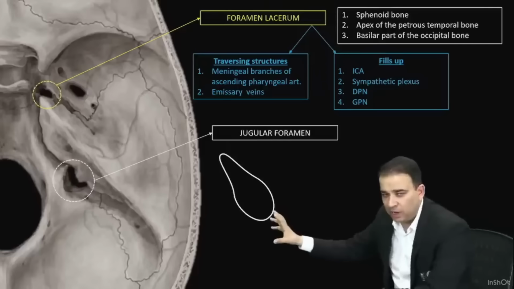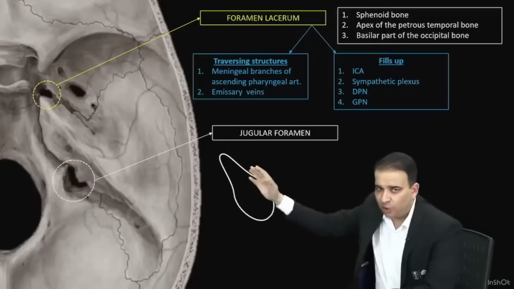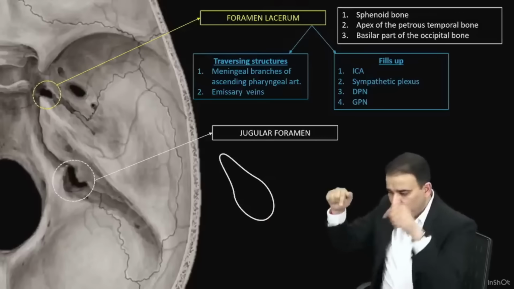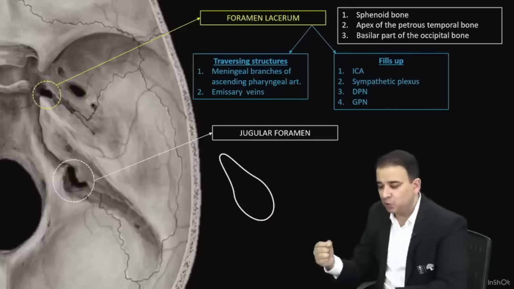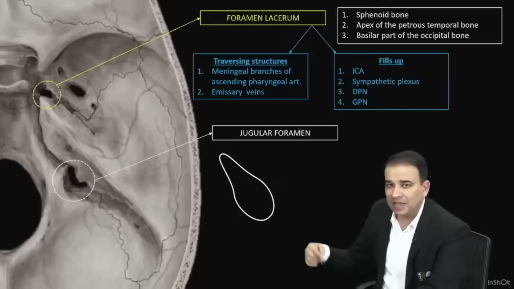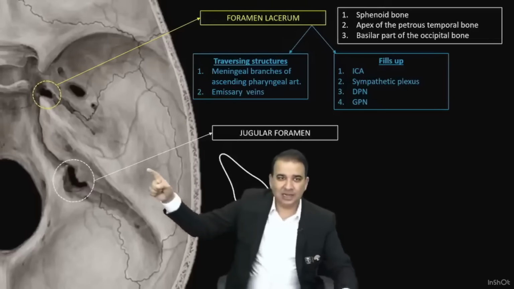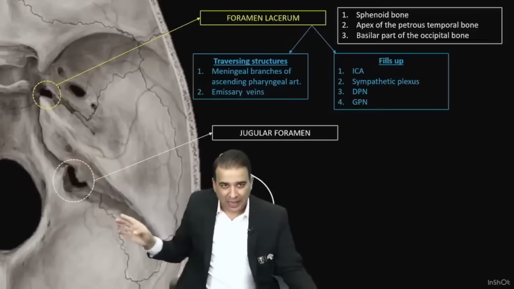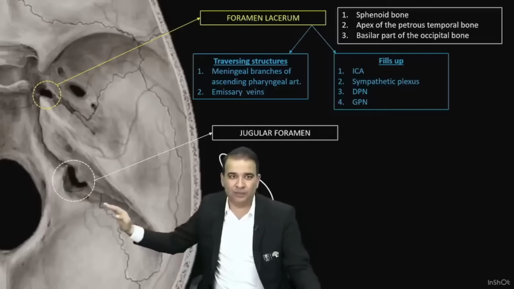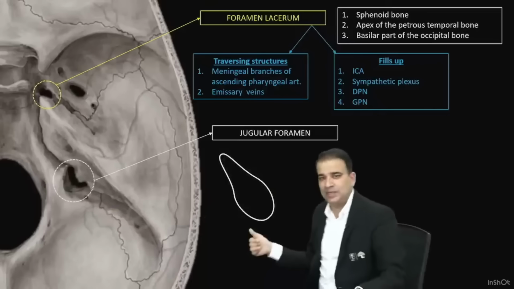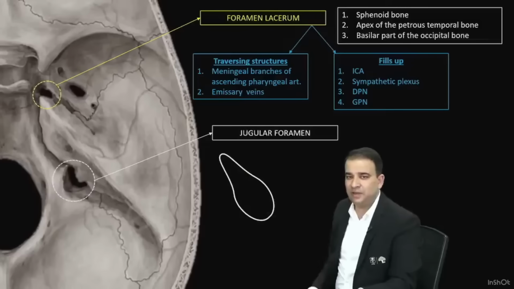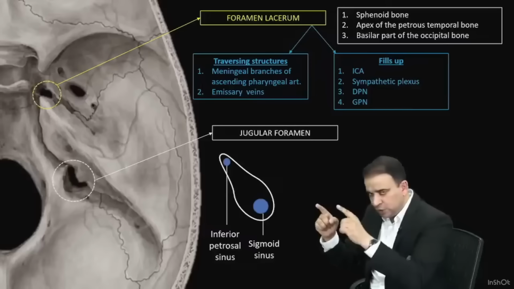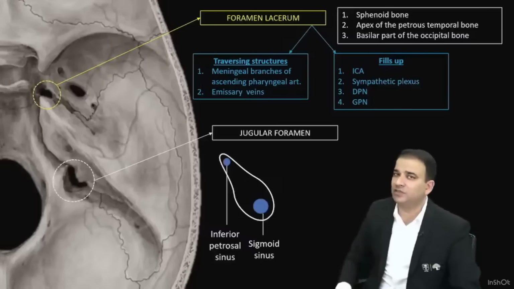Now, in the jugular foramen, most anteromedially and most posterolaterally, we have the two sinuses which will join together below the jugular foramen to give rise to the internal jugular vein. The inferior petrosal sinus will come from here, and look at the shape, the sigmoid sinus will come from here. Obviously the one which is present behind is the sigmoid sinus, and the one in front is the inferior petrosal sinus. They both will join with each other below the jugular foramen to give rise to the internal jugular vein.